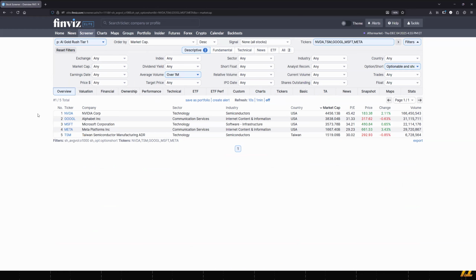Now, on my watch list, and I'll share my watch list with you guys if you want. But on my AI Gold Rush watch list, there are two scoring systems that I put every stock through. One is a fundamental scoring system that I created, and the other one is a moat scoring system. The moat scoring system is how important is this company to the AI space? How easy is this company replaceable in the AI space?